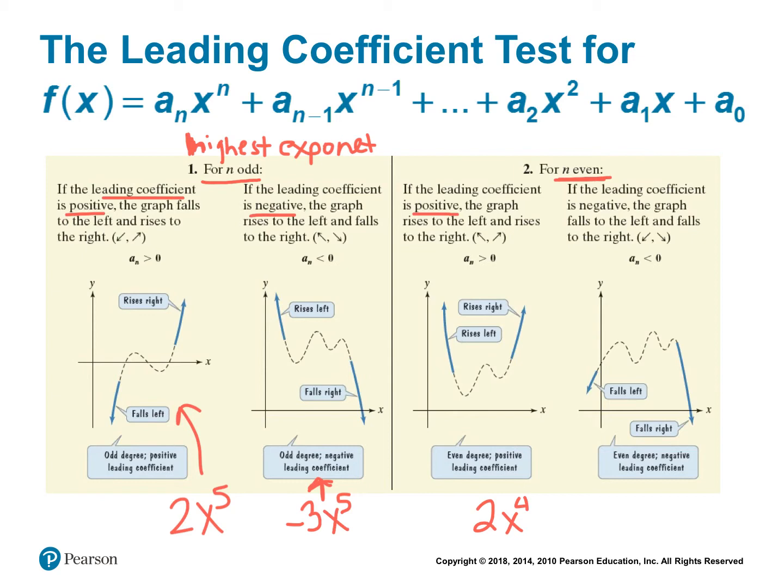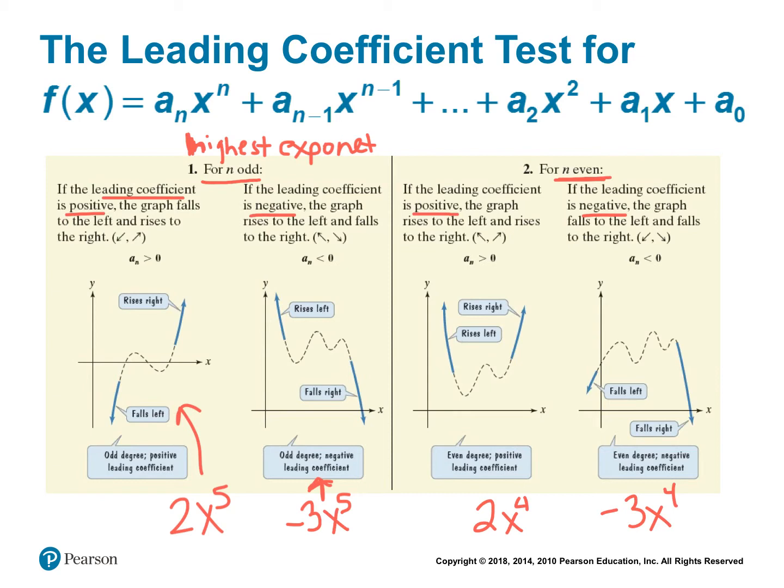If the leading coefficient is negative, the graph falls left and right. So that makes sense. If it's negative, it's going to be going downward. So maybe -3x to the fourth. So that one's not too hard to remember.